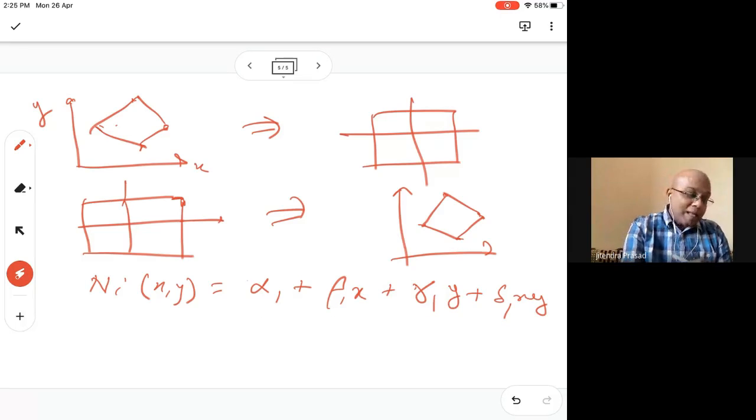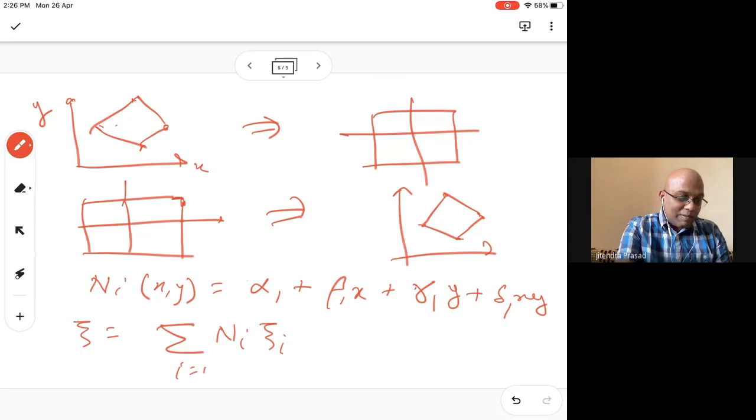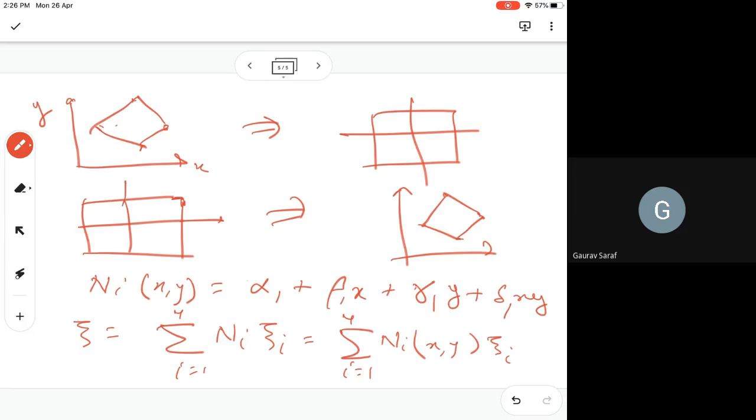And that means we can also use the same methods as earlier. So we can say xi equals the summation of ni xi I, where I equals 1 to 4. We can also write like this, where ni is a function of xy, right? So in this case, this is a function of xy. So it is the summation over I equals 1 to 4 of ni xy times xi I. You can write like this. Right? It should be xi, not xi.